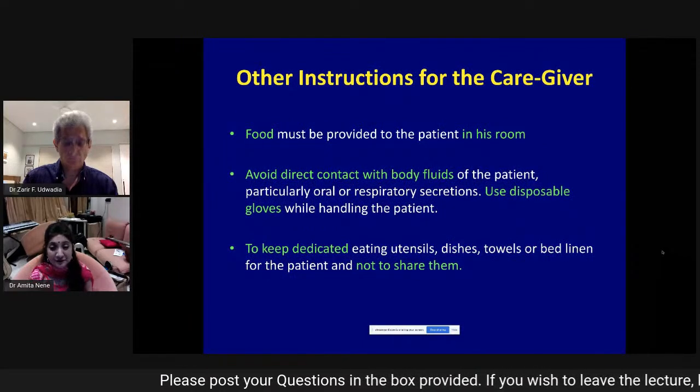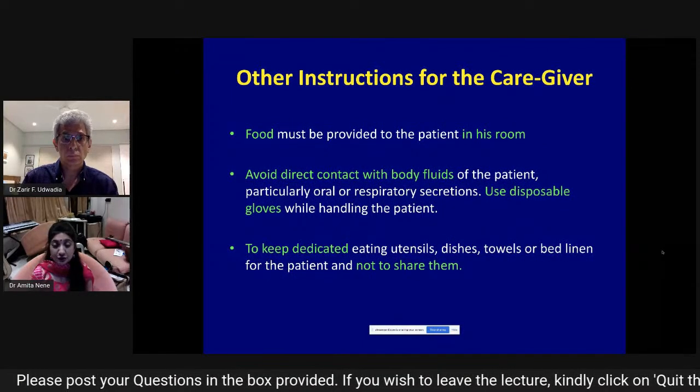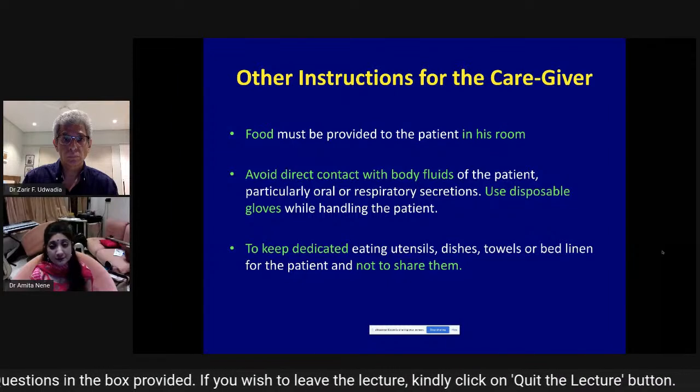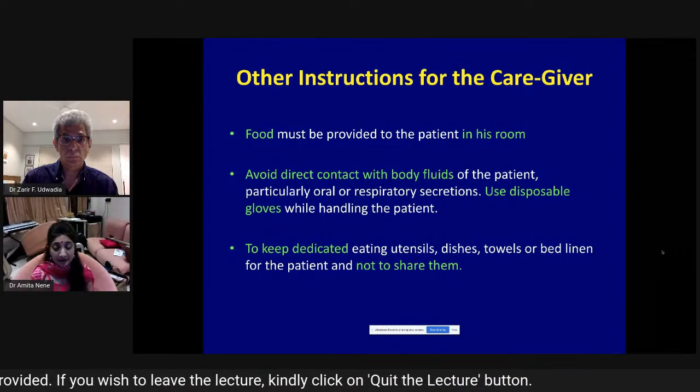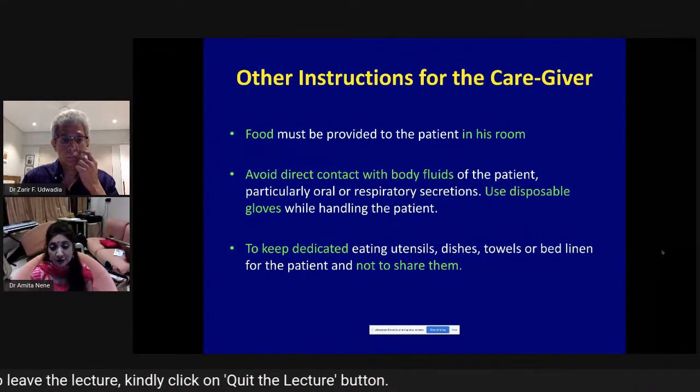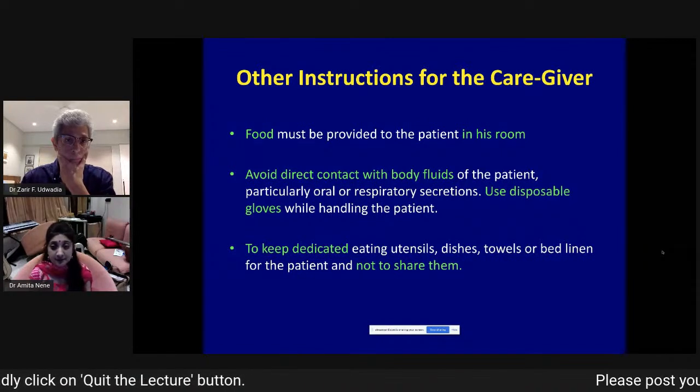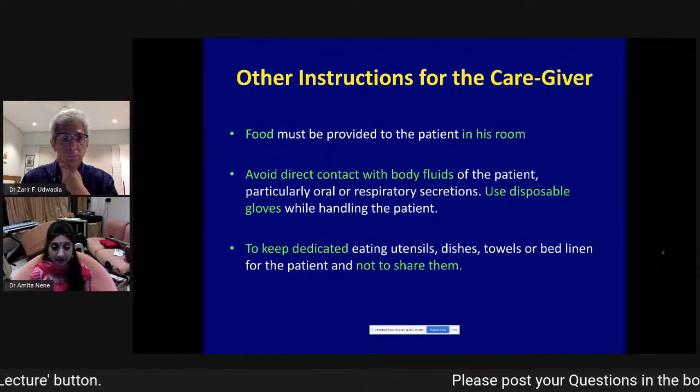Food must be provided to the patient in his room, and the patient should not be coming out to eat food. The best would be to knock on the room door, keep the food and go away, and then just call the patient, and the patient comes out, picks up the food, and closes the room door again.